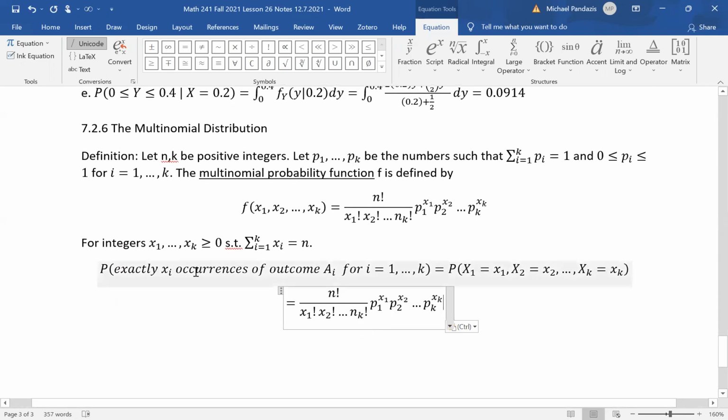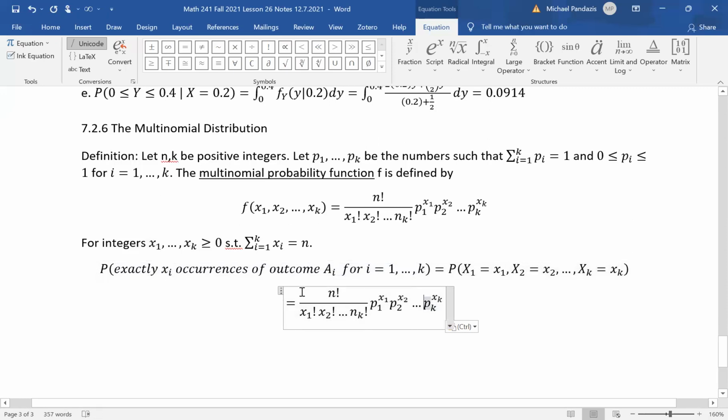Okay, so the probability of x sub i occurrences of an outcome a sub i for each of the i's from 1 to k is the probability that X1 equals little x1, X2 equals little x2, Xk equals little xk. And so it's equal to, you take each probability for each outcome, raise it to the power of how many occurrences each one has, but then you're multiplying by n factorial divided by the product of factorials, and it's just the number of ways to choose this many occurrences of each of them.